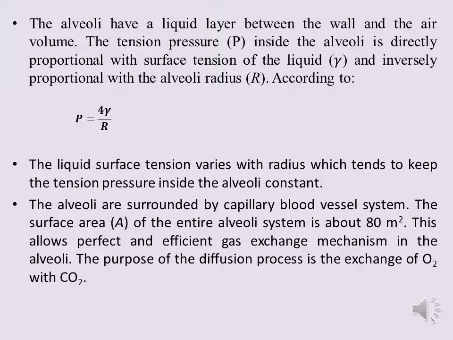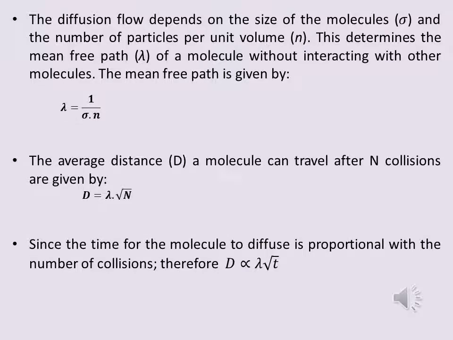The purpose of the diffusion process is the exchange of O2 with CO2. The diffusion flow depends on the size of the molecules, sigma, and the number of particles per unit volume, n. This determines the mean free path, lambda, of a molecule without interacting with other molecules. The mean free path is given by lambda equals 1 over n times sigma. The average distance, d, a molecule can travel after n collisions is given by d equals lambda times the root of n.